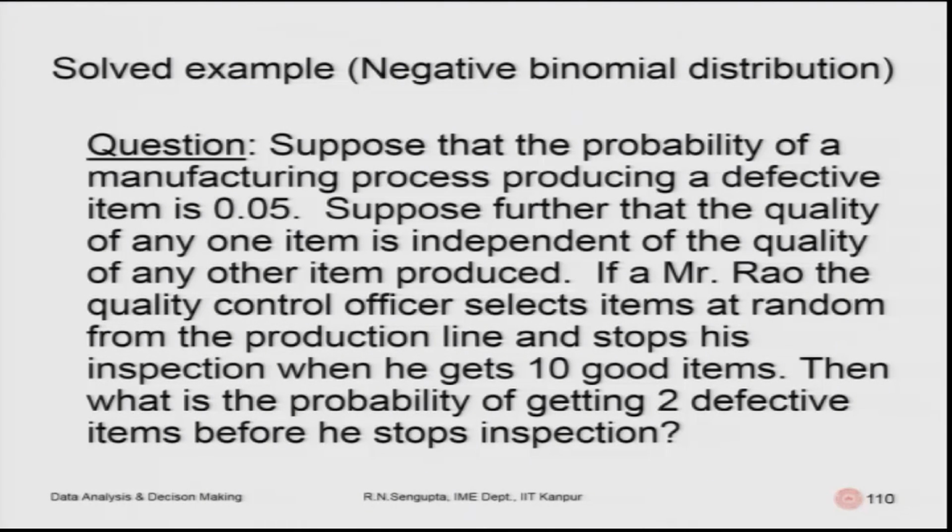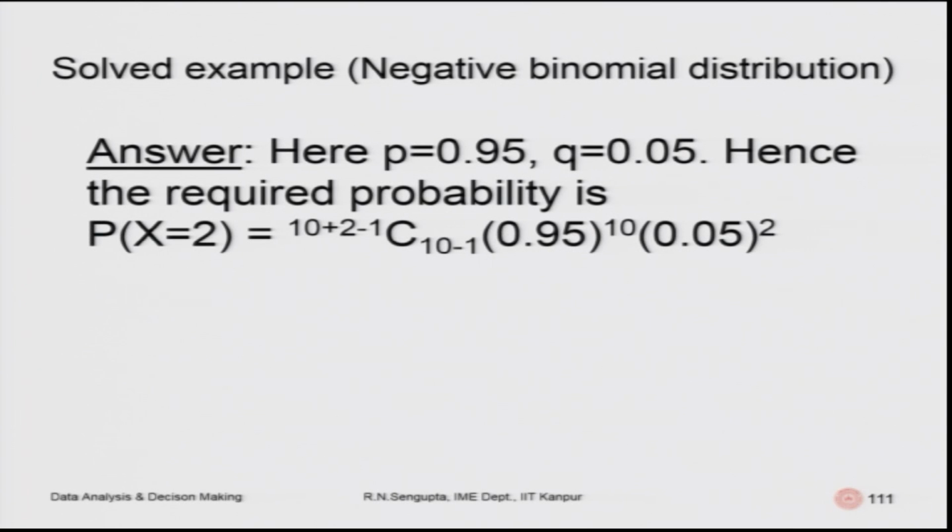So, with this background I will come to the actual values to illustrate. Here P is 0.95, which is good, and Q is bad, which is 0.05. Hence, the required probability would be for the case where there are 2 bad and 9 good beforehand. So, the formula, if you remember, is r plus x minus 1. Here r is 10, because you will stop when the 10th item is good.